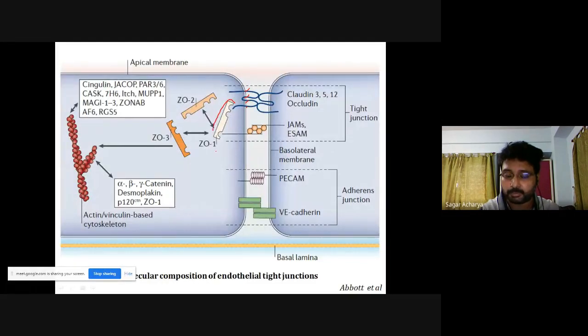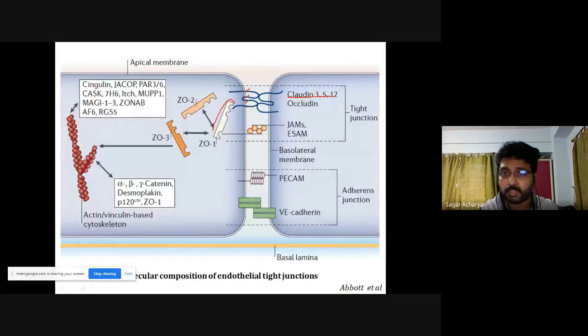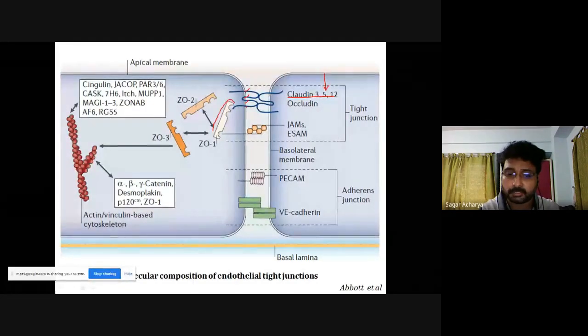I will come into that first. Those are called zona occludens proteins. So the major types are claudin 3, 5, and 12. When you see the arrow, it's targeted at claudin 5.